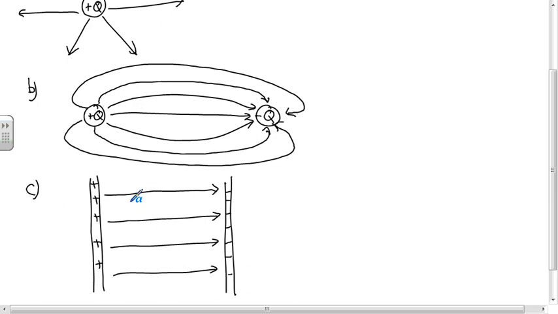Any questions about any of this yet? Okay, so now that's it for electric. That's it for force fields and electric fields.